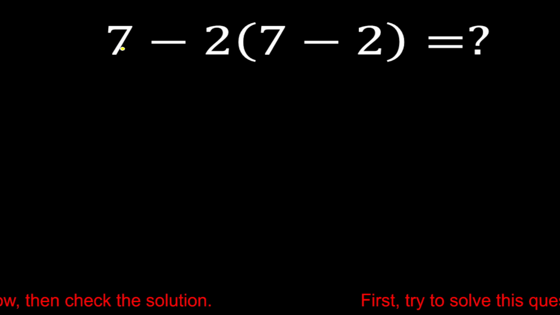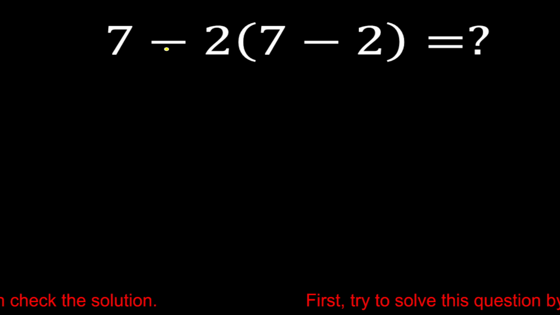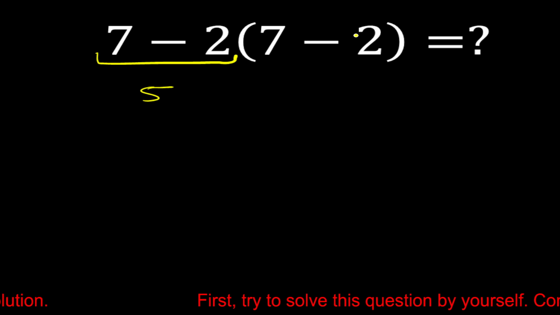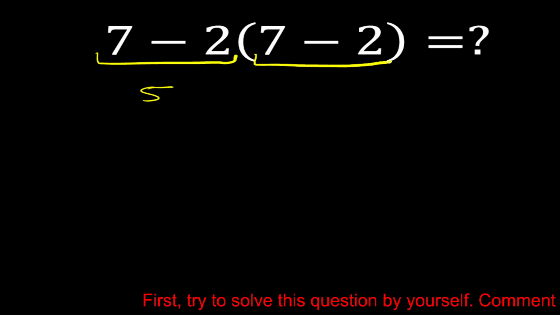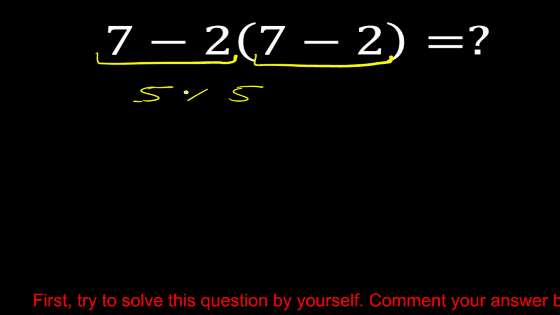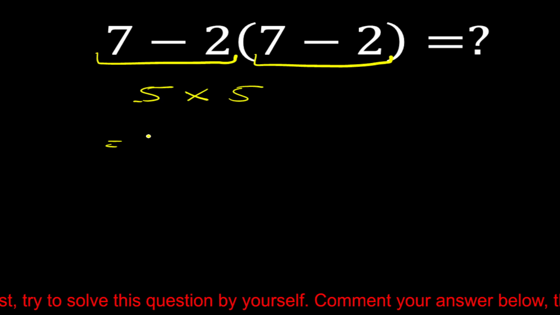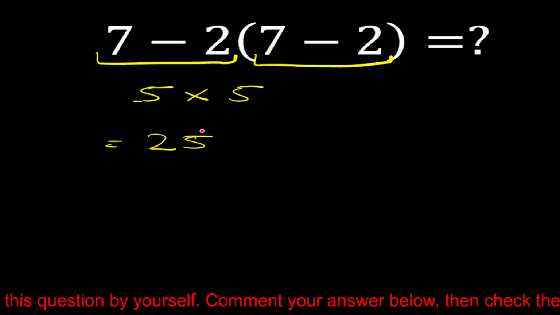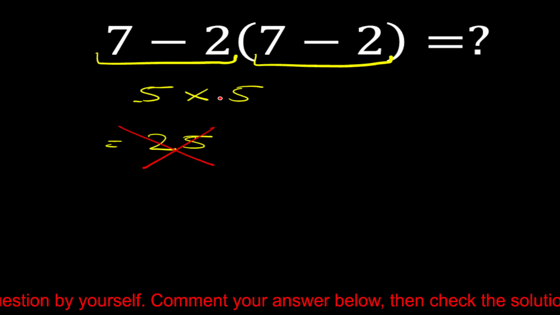So, most people see this question and solve it like this: 7 minus 2 is equal to 5. Okay, then again 7 minus 2 is equal to 5. Now 5 multiplied by 5 is equal to 25. But this answer is not correct. This answer is completely wrong.